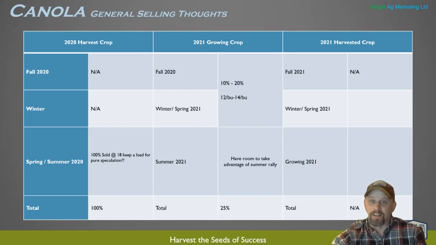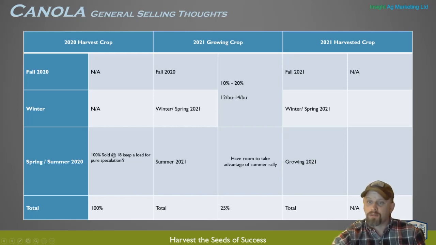I have no idea at this particular point in time. So the 2021 growing season, that's this season coming up right now. So we had the fall of 2020 and the winter and spring of 2021: 10 to 20%, $12 to $14, depending on who you are and your price levels, where you started pricing. Nothing wrong with those kind of prices, right?